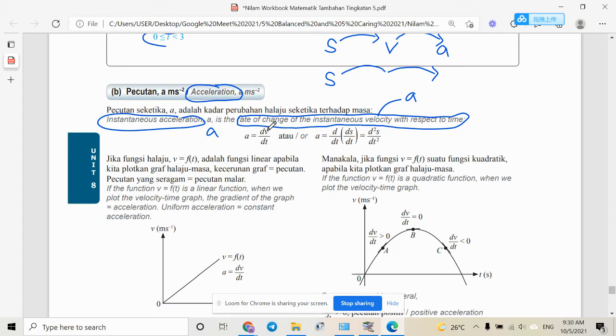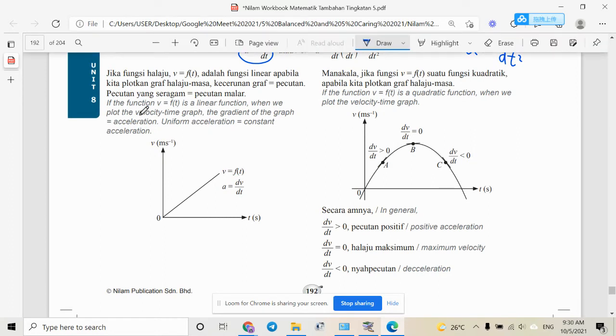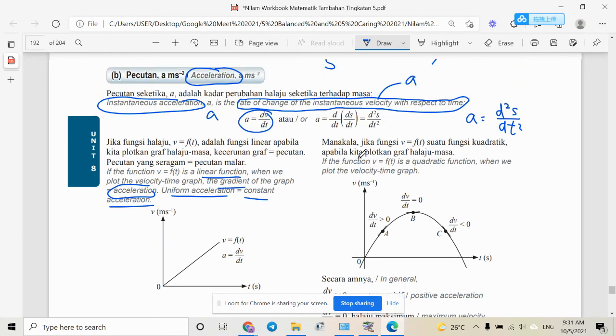So that's why we have the formula. First one, a equals dv/dt, in terms of velocity. Or in terms of displacement, a equals the second derivative of displacement. If the function for v is a linear function, when you plot velocity against time, the graph looks like this, meaning the gradient of the graph refers to acceleration because the gradient is dv/dt. Uniform acceleration means constant acceleration, meaning the gradient of the velocity is not changing.